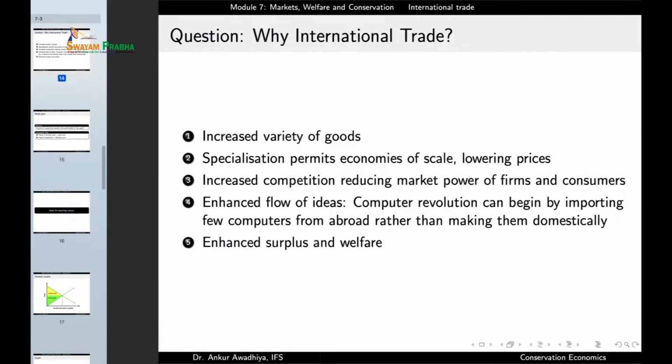And the benefits would be reaped not only by that country that is not a member of OPEC, but by the whole world, because everybody would be getting petroleum at cheaper prices. So, a benefit of international trade is that it increases competition and reduces the market power of firms and consumers.